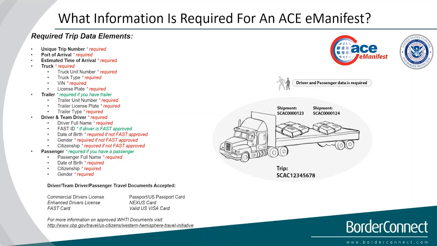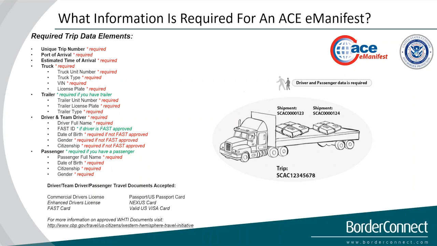What information is required for an ACE manifest? Well, you have the trip details. This is what this page is highlighting in this case. So you'll need a unique trip number, a port of arrival, the ETA, you'll need the truck as well as the specific truck elements, the trailer, as well as whatever information such as the trailer type, license plate, and the unit number. You'll need the driver and team driver information if the team driver is in the truck as well as passenger.